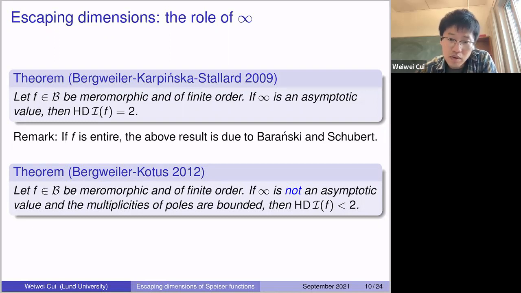They say that if the multiplicities of poles are bounded, then the Hausdorff dimension is strictly less than 2. There is a very explicit upper bound estimate for the Hausdorff dimension in terms of the order of growth and also the multiplicity of poles. But I think the underlying reason for these two different results is that if infinity is an asymptotic value, roughly the points escape to infinity by staying in the logarithmic tract. On the other hand, if infinity is not an asymptotic value, the points escape to infinity by jumping between poles, so the multiplicity of poles really plays a role here.